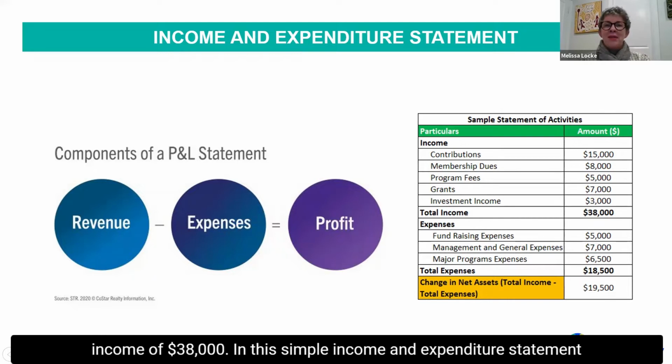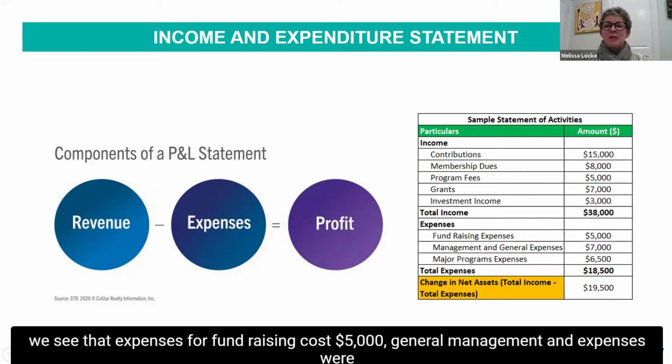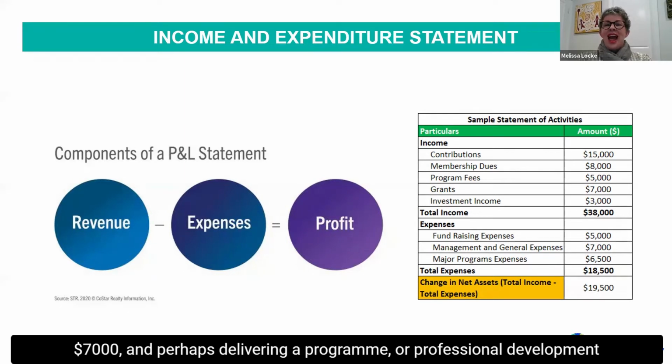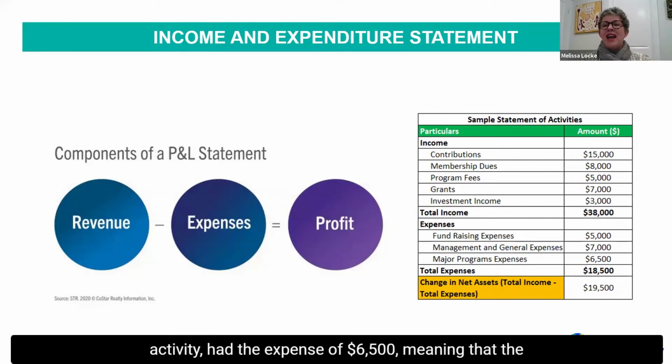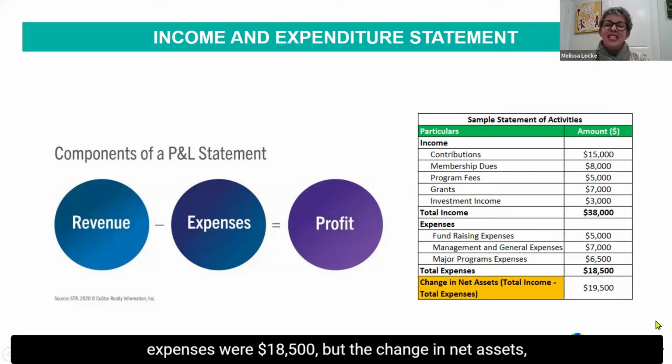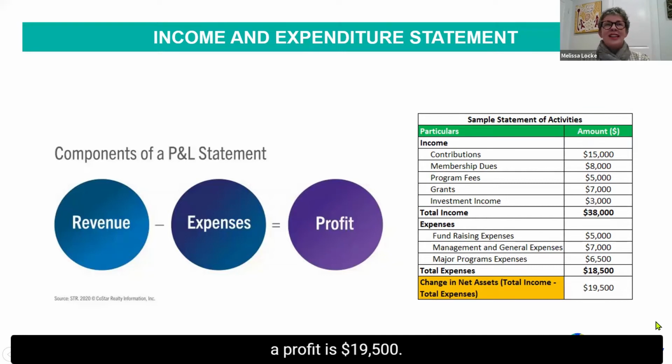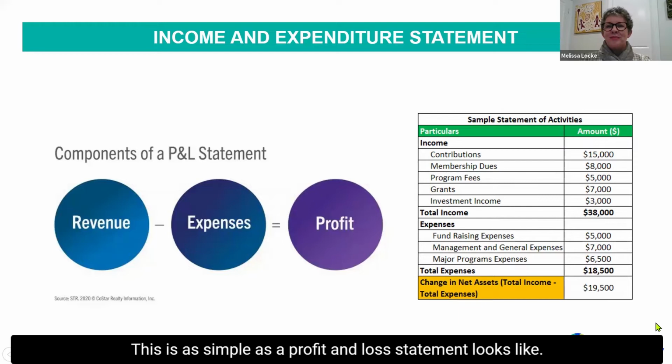In this simple income and expenditure statement, we see that expenses for fundraising cost $5,000, general management and expenses were $7,000, and perhaps delivering a program or a professional development activity had the expenses of $6,500, meaning that the expenses were $18,500, but the change in net assets, our profit, is $19,500. This is as simple as a profit and loss statement looks like.